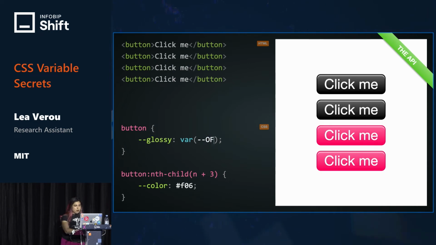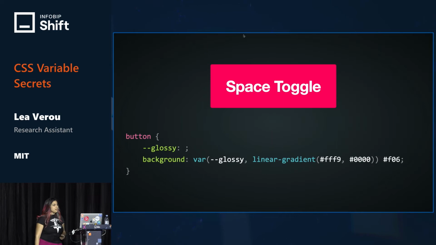And now I'm going to turn it off. And now it's off. And now it's on again. So how is this implemented? We're not going to see the whole implementation because of time, but I'm going to show you the main thing, and that is called a space toggle.